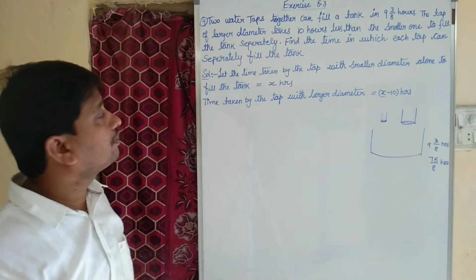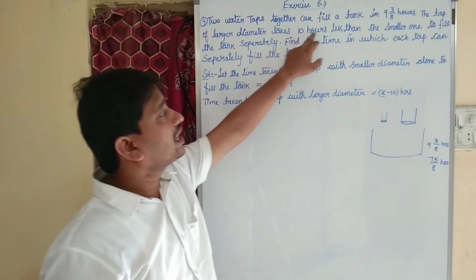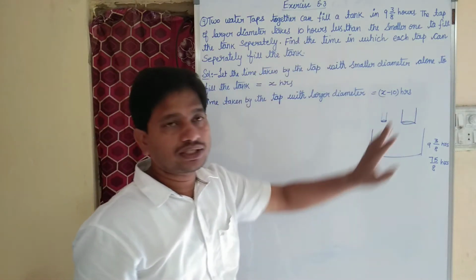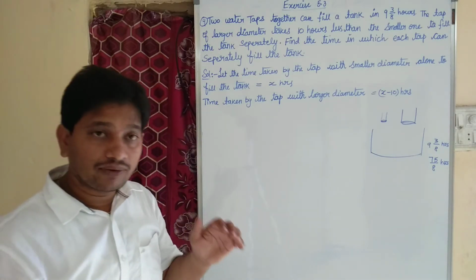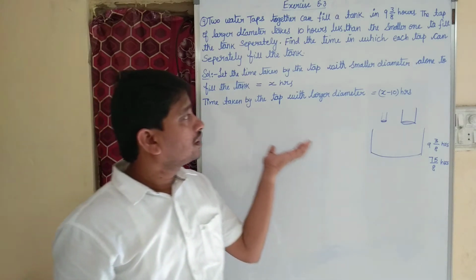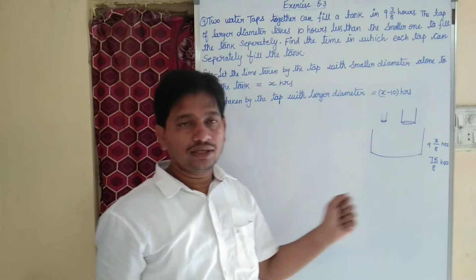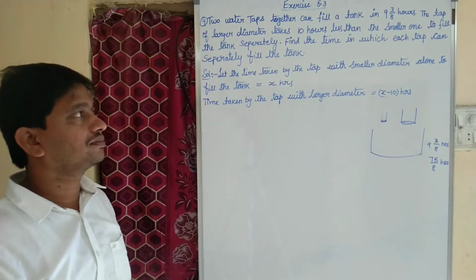Then what about the time taken by the tap with larger diameter? It will take 10 hours less, which means x minus 10. Is it clear, children? We have two types of taps. If they fill the tank separately, the time taken by the tap with smaller diameter is x, and for the larger diameter it is x minus 10.